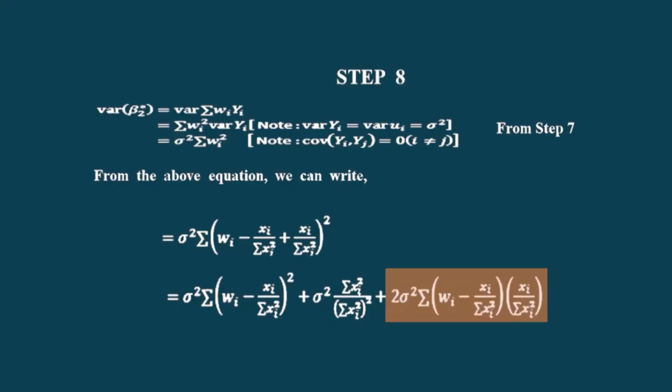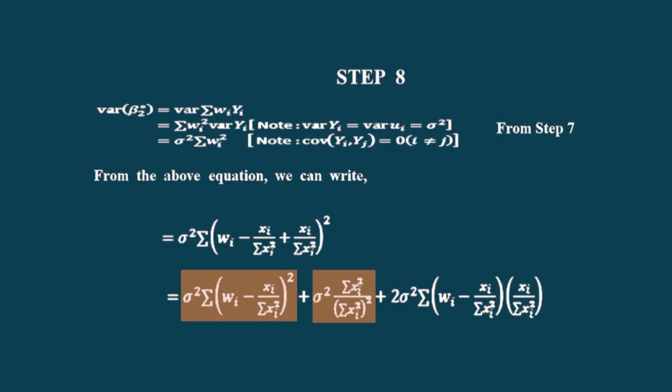So the cross term comes in, and this cross term is given by 2 sigma square, and we have a and b. If we look at this derivation from the beginning, then wi minus xi by summation xi square is say small a, and xi by summation xi square is say small b, as if we are doing a plus b whole square, which boils down to a square plus b square plus 2ab. So if we refer to this expression, a square is the first term, which is sigma square, which is already there beside the summation sign. So a square means wi minus xi by summation xi square whole square. This is the a square.